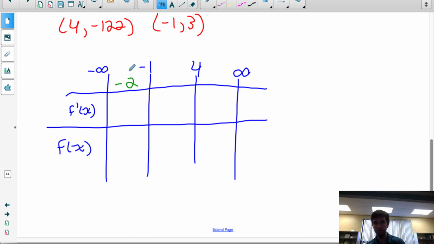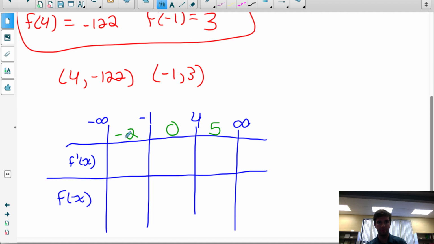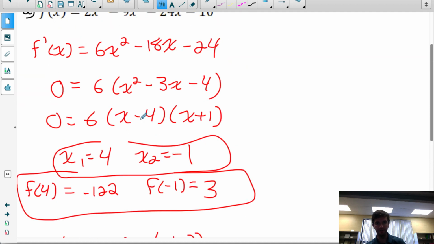So I'll pick negative 2. And then I'll pick a number between negative 1 and 4. So I'll pick 0. And a number between 4 and infinity, I'll pick 5. So what I need to do now is figure out what is the value of the derivative at each of these test values. So where's my derivative function? My derivative function is right here.